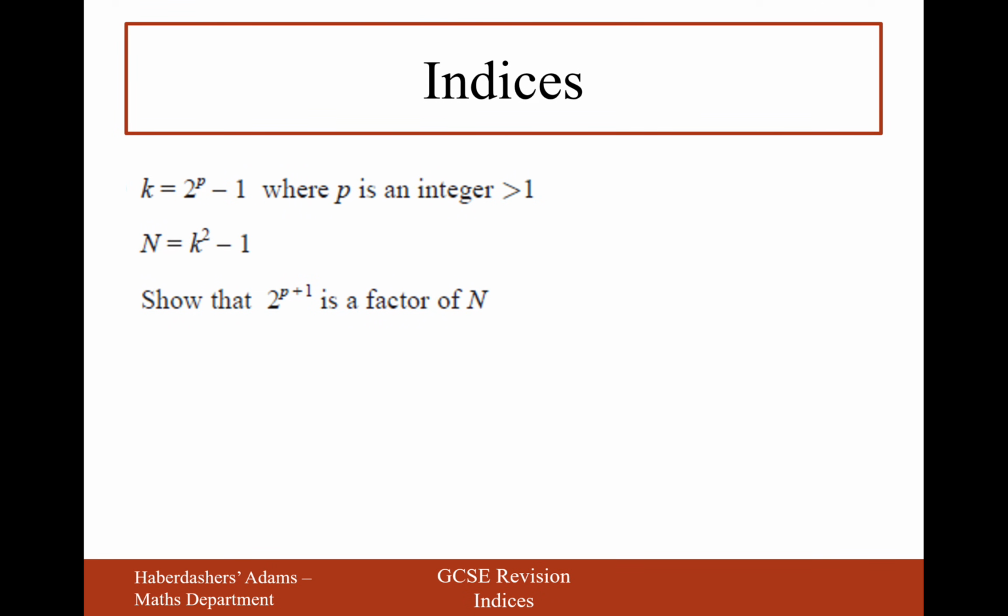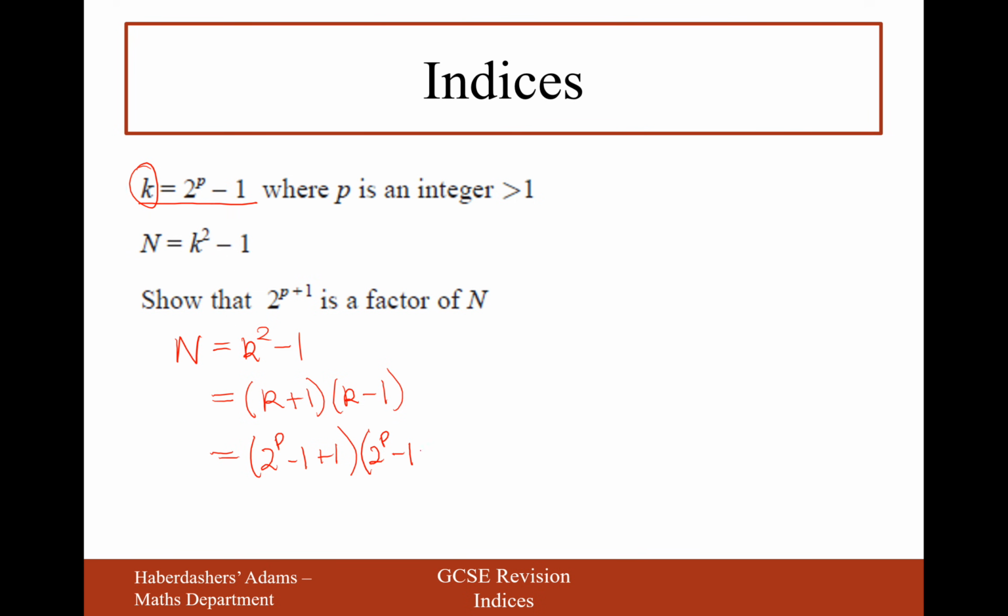Okay, so a tricky little question, this one. Let's write n as k squared minus 1. And to start with, we'll factorize it immediately. So we're going to do k plus 1, k minus 1. You can factorize k squared minus 1 like this. Okay, let's now put 2 to the p minus 1 in where k is. So it's going to be 2 to the p minus 1 plus 1, and 2 to the p minus 1 minus another 1.